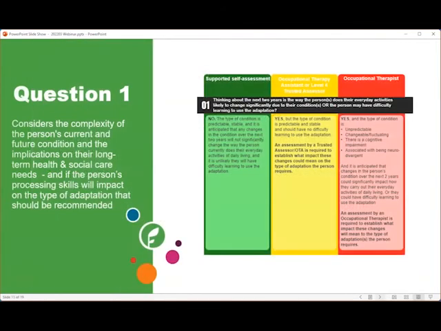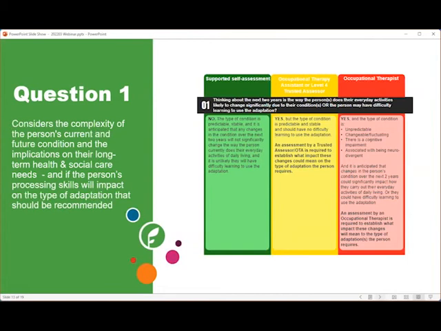I'm sorry if this is really small. Hopefully you can see that. We'll provide a link where you can get the triage tool. So question 1, I've provided a little bit of detail about what each question is considering in terms of complexity.